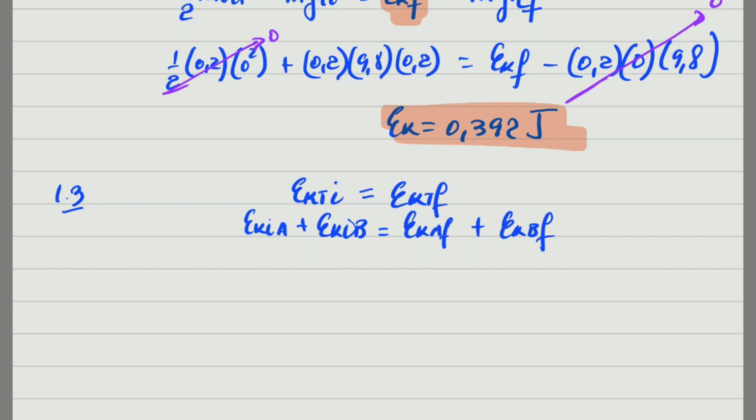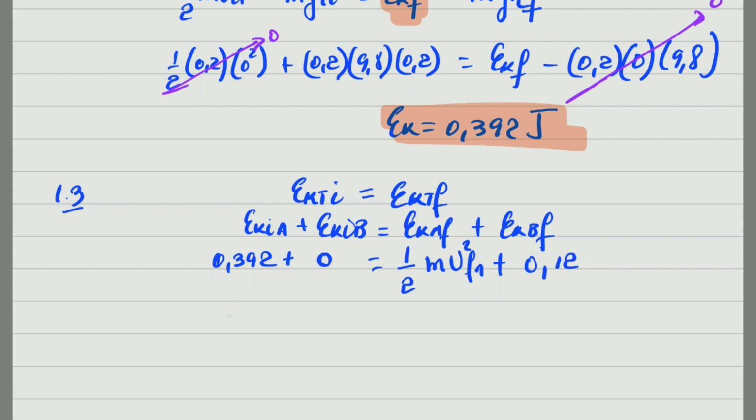Now, the kinetic energy initial of ball A is given to us. It was calculated just here on top. Okay, so this one would be 0.392 plus kinetic energy of ball B is 0 because the object of ball B is at rest, is not moving. Kinetic energy final of ball A, we don't have it. We can substitute its formula, mass and final speed A square plus kinetic energy of B immediately after the collision is given to us and is equal to 0.12.